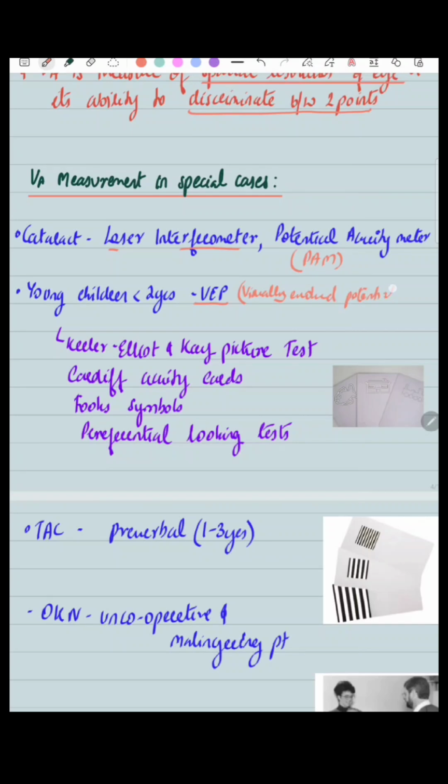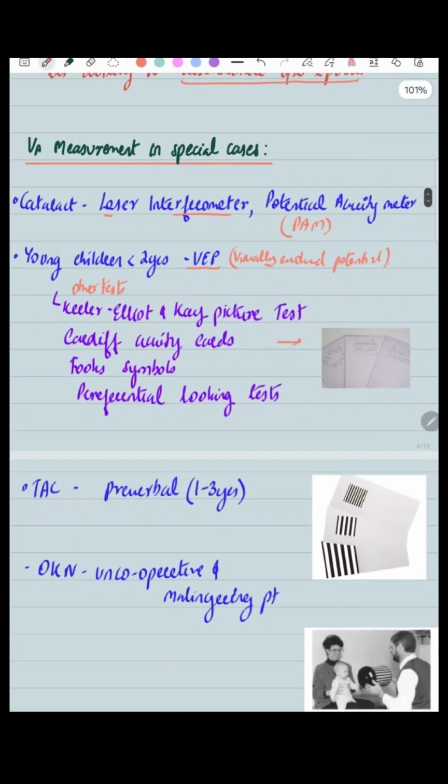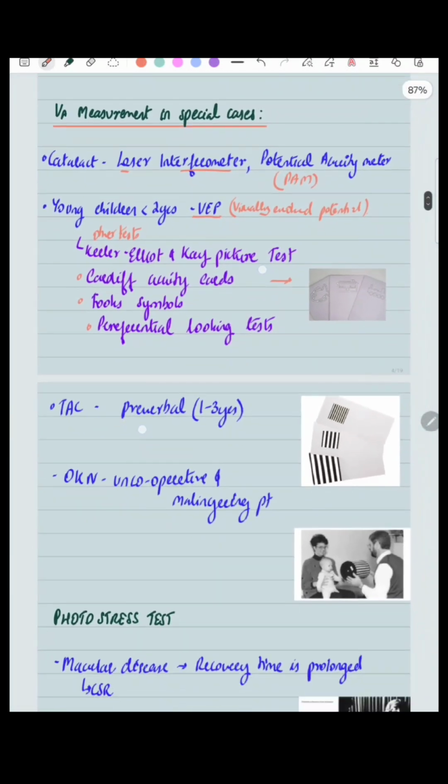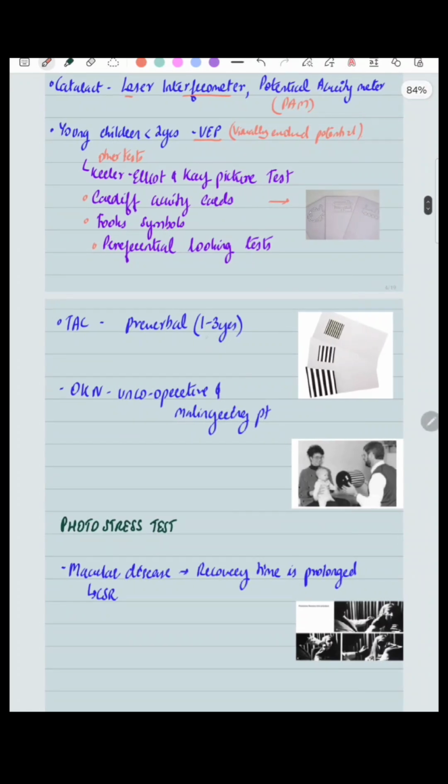Other tests for children include the Keeler-Elliott and K-Pitcher tests, then the Cardiff acuity test. This is a Cardiff acuity test, or Fuchs symbol test. Then the preferential looking test can be used in children. Then Teller acuity cards are used in very young preverbal children, that is 1 to 3 years.